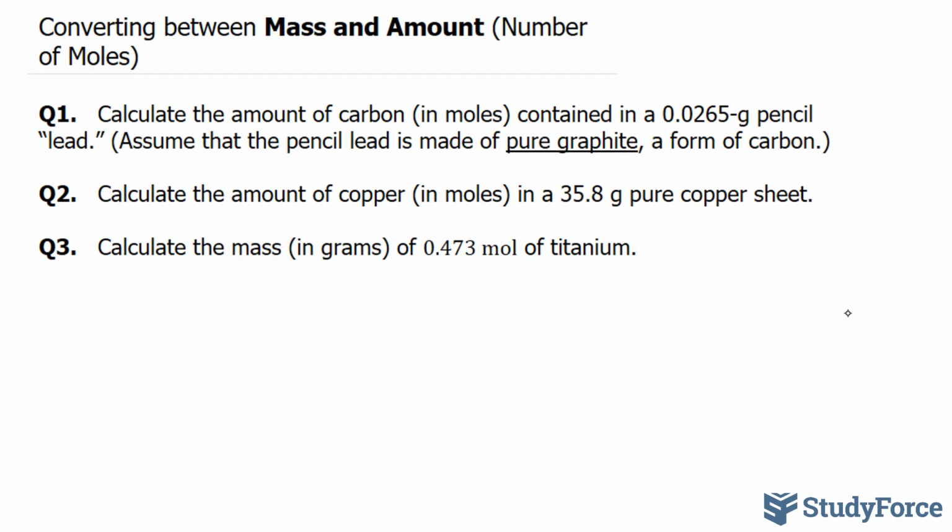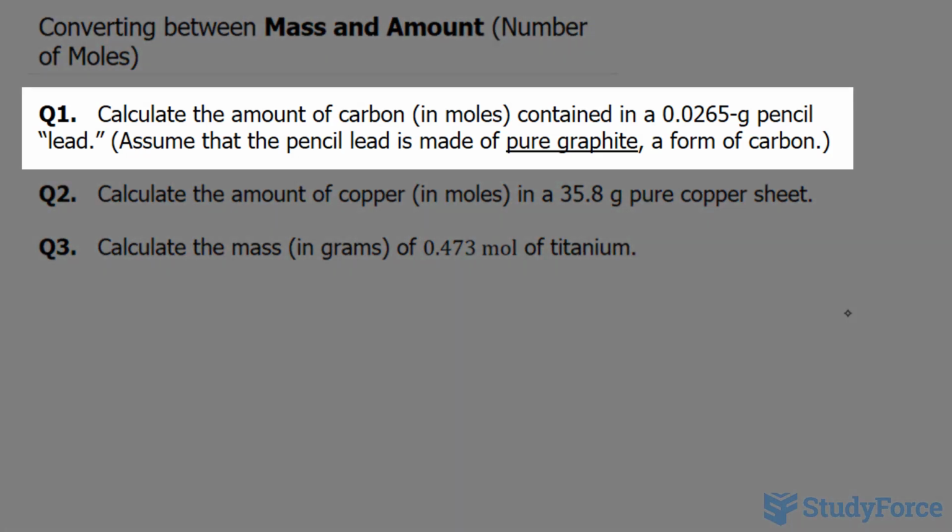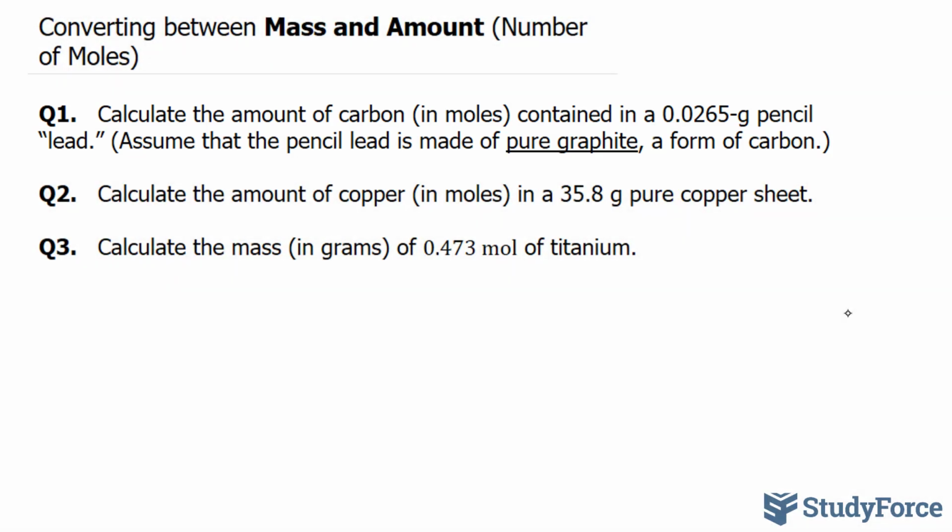In this lesson, I'll show you how to convert between mass and the number of moles. Let's start with question 1. Calculate the amount of carbon in moles contained in a 0.0265 gram pencil, which we typically call lead. Assume that the pencil lead is made of pure graphite, a form of carbon.